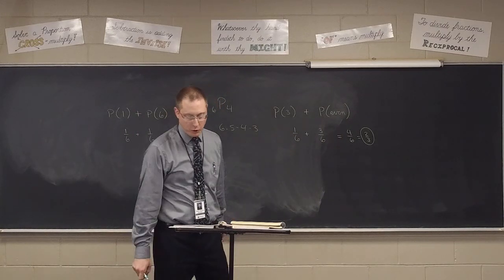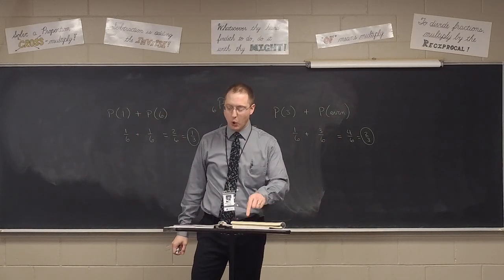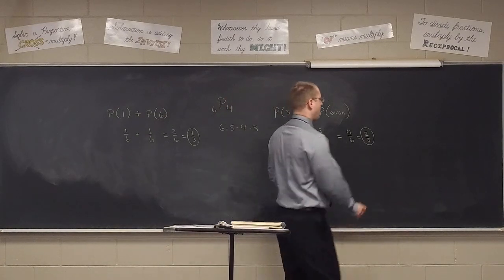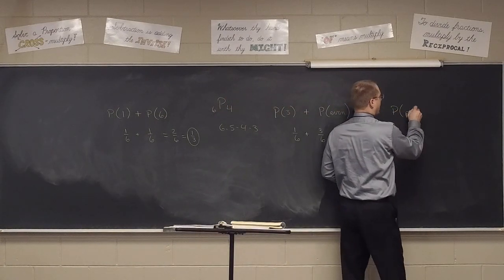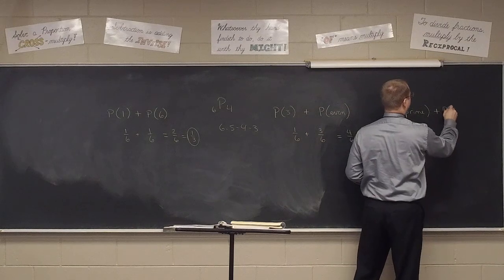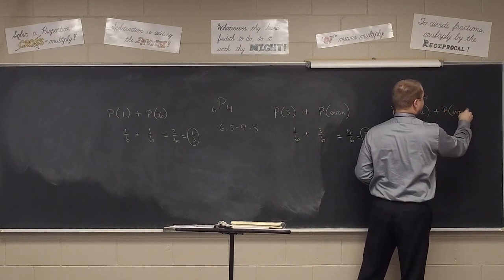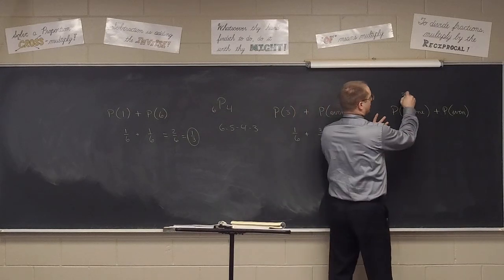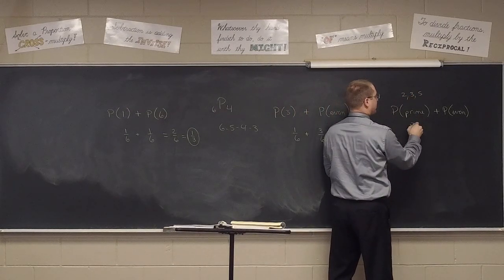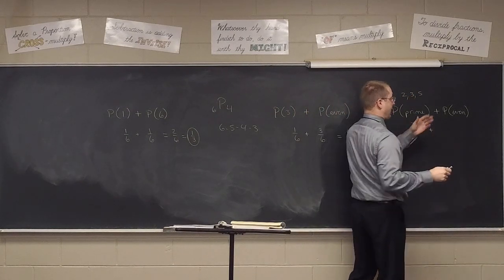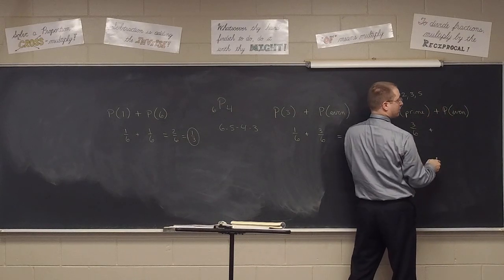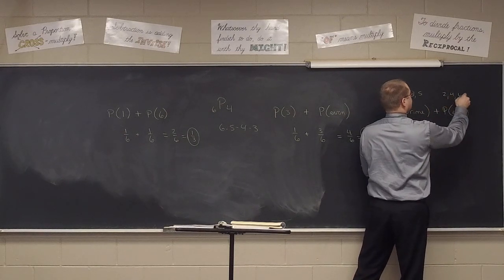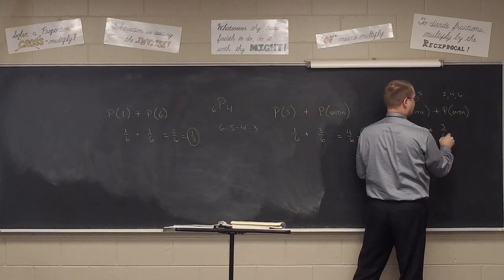What's the probability of rolling a prime number or an even number? How many prime numbers are on the die, class? 3. What are my 3 prime numbers? 2, 3, and 5. So that's 3 out of 6, right? And of course, how many even numbers are there, class? 3: 2, 4, and 6, right? So that's a 3 to 6.